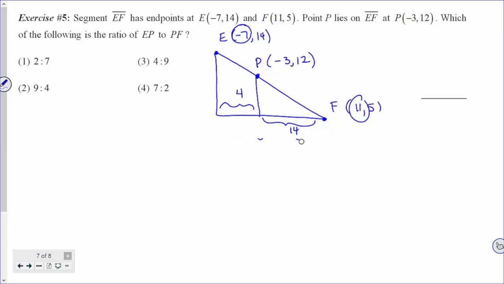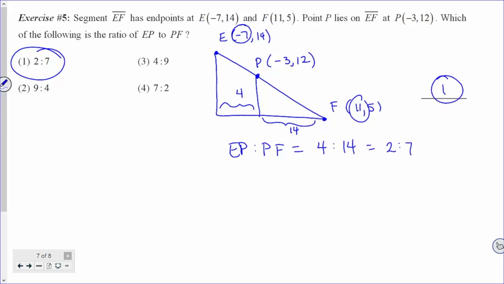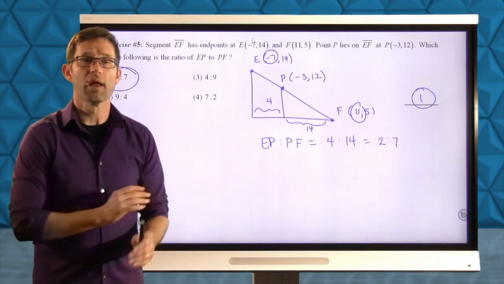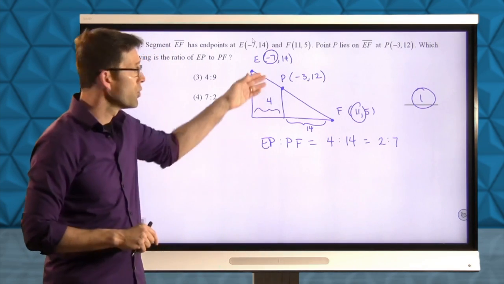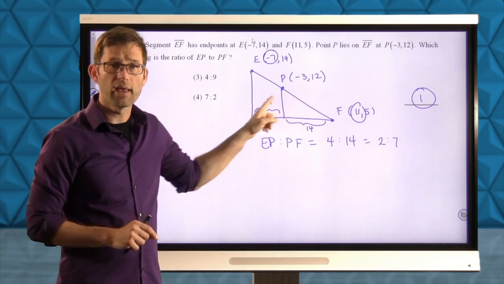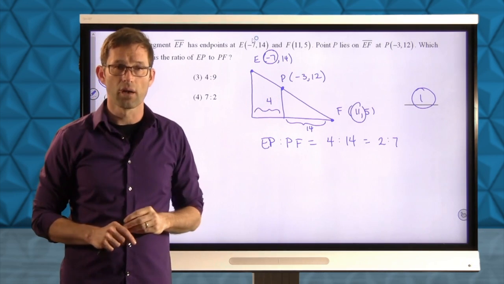Because now, if I want to know the ratio of EP to PF, well, that's got to be, by the side splitter theorem, 4 to 14. And of course the ratio of 4 to 14 is the same as the ratio of 2 to 7. All right? Again, what we're using every time in every one of these problems is the side splitter theorem. And we're either doing the side splitter theorem with vertical lines, or in that case where we didn't have grids, both vertical and horizontal lines.